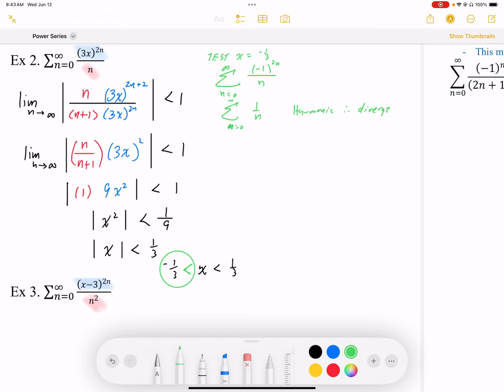Then we test the other endpoint. Okay, so we test x equals positive 1/3. So we get the series. And positive 1/3 gives us 1 to the power 2n over n. Again, this is our harmonic series. That 2n just becomes 1 over n. Okay, the 2n power doesn't really make a difference on 1. So again, this is harmonic.